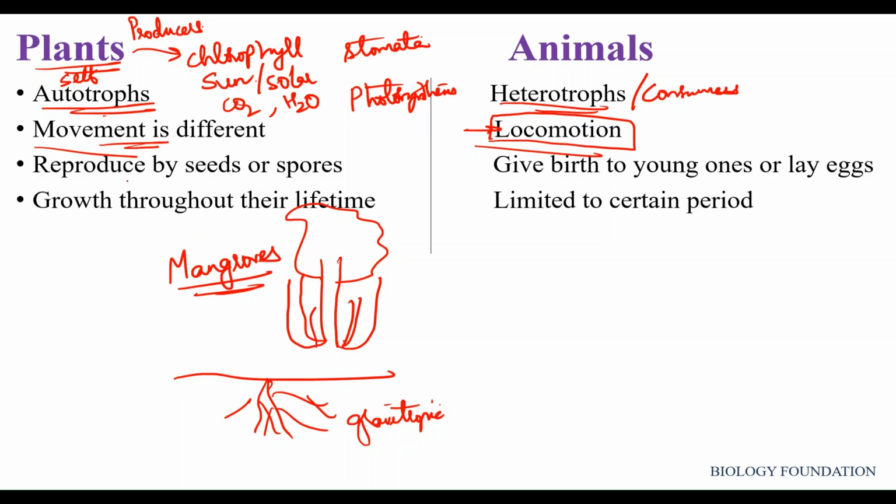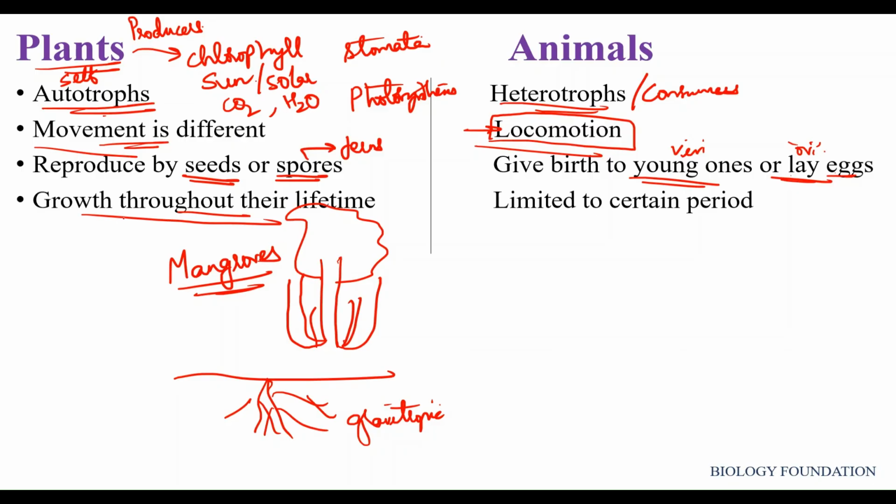Okay. Next is reproduction. Plants reproduce either by seeds or spores, which is seen in ferns. Here, animals, as I told you just now, if they give birth to young ones, we use the term viviparous. If they lay eggs, we use the term oviparous. In plants, growth occurs throughout their lifetime.